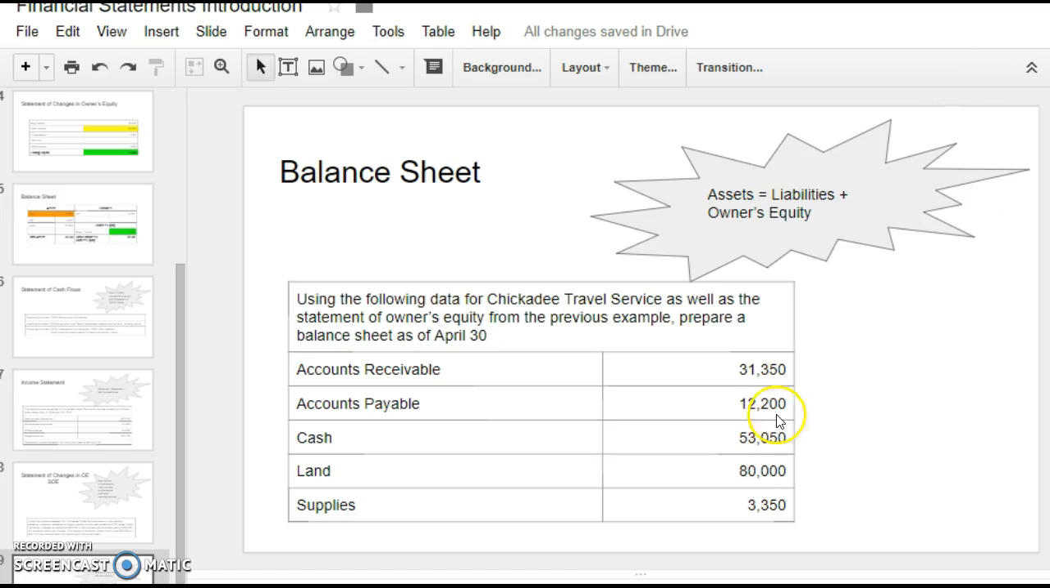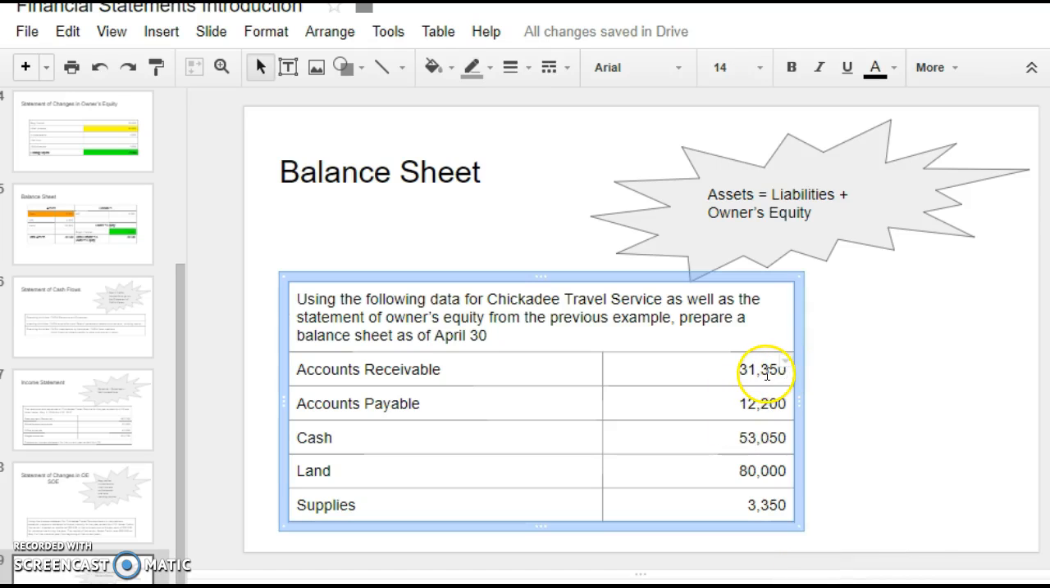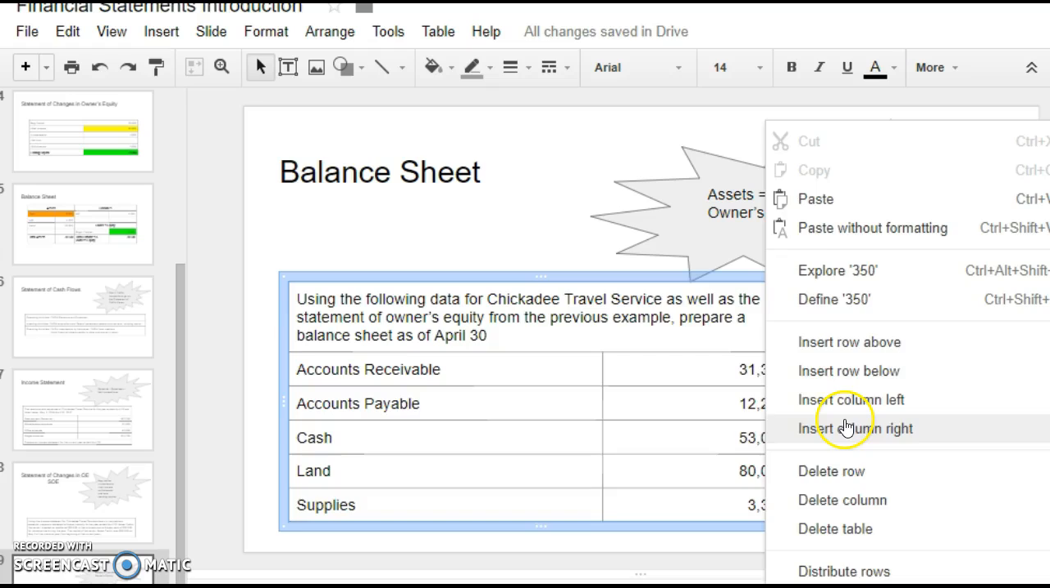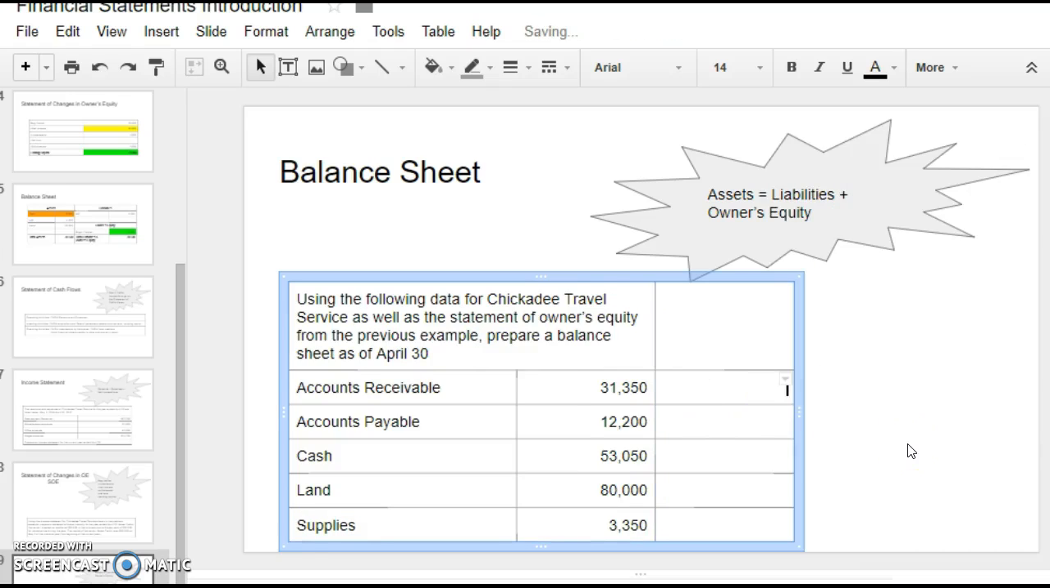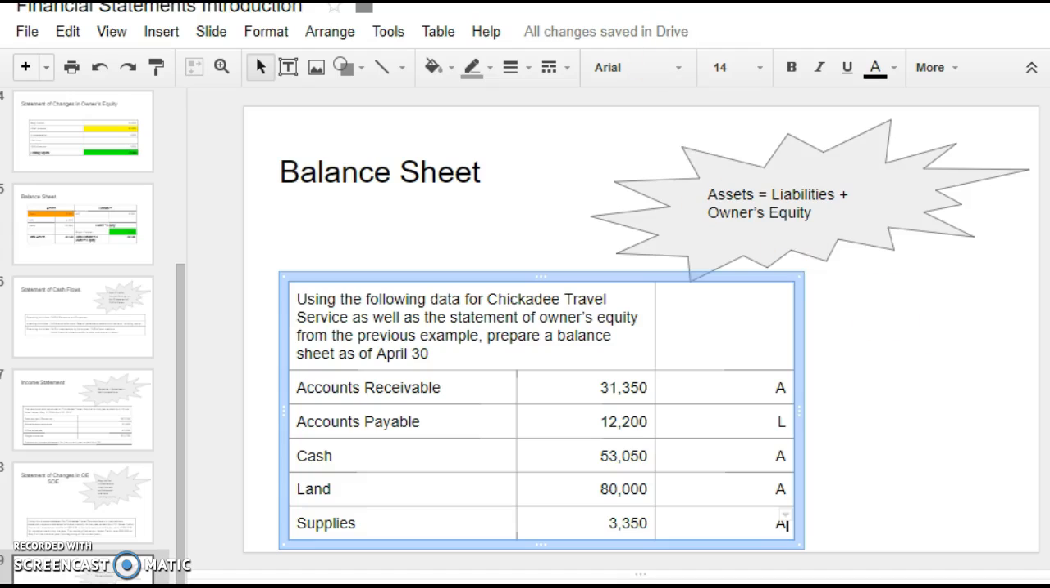Okay, so I have to figure out what accounts are assets, what are liabilities, and owner's equity is capital. I don't care, I already calculated that. So I have to figure out, are these assets or are these liabilities? So maybe I will insert an extra column, and accounts receivable is an asset, accounts payable, liability, cash and bank, asset, land, asset, and supplies, asset. Okay, so let's go ahead and prepare our balance sheet.